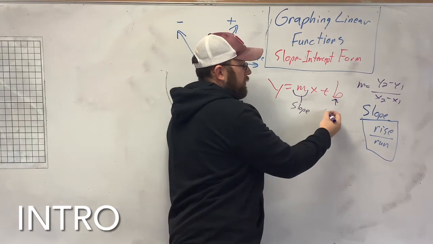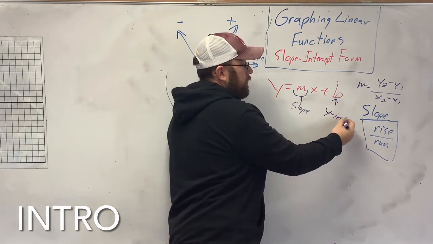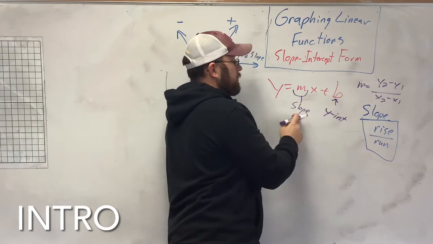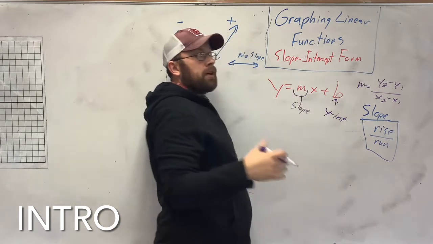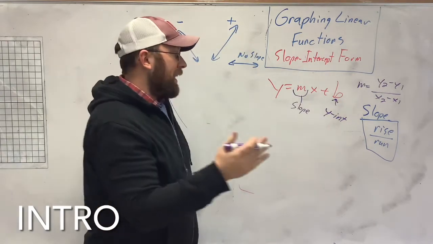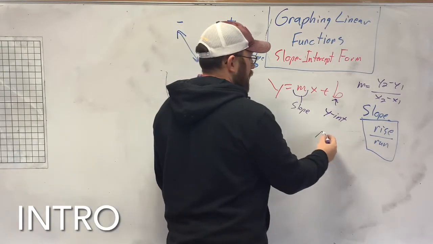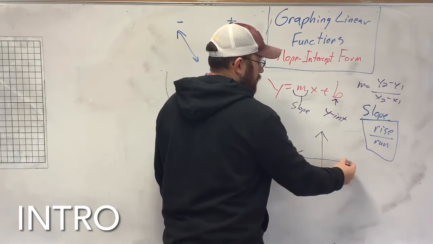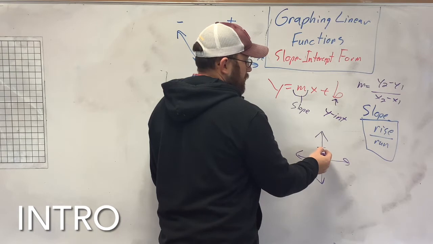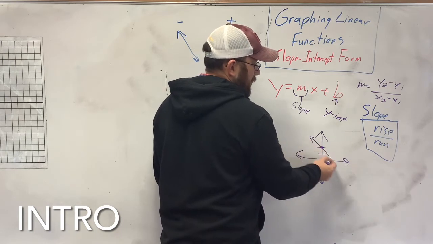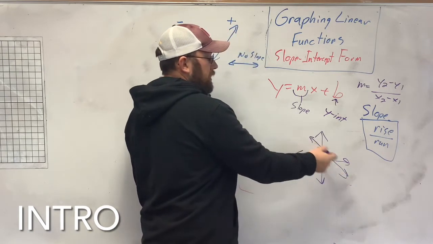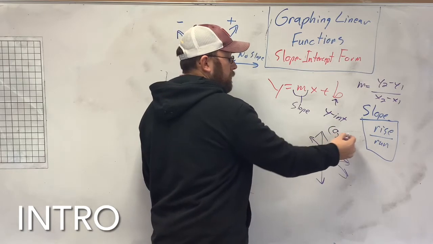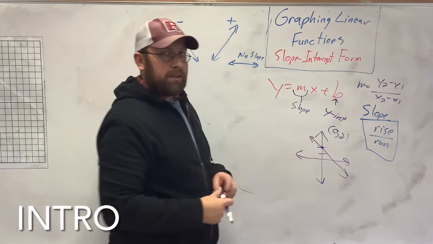That b is your y-intercept. There you go. Slope, intercept. The intercept is where it crosses on the y-axis. So if I have this right here, and I say that's at 2, and this is my line, my y-intercept is at (0, 2), because it's where it crosses the y-axis. Your x will always be 0.